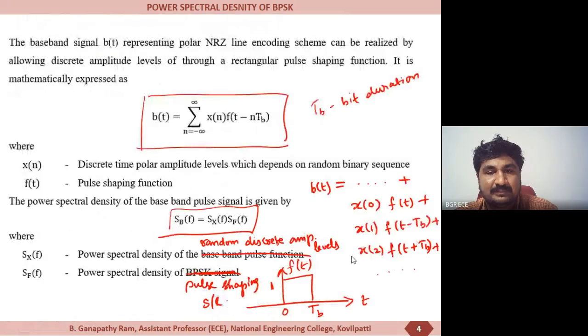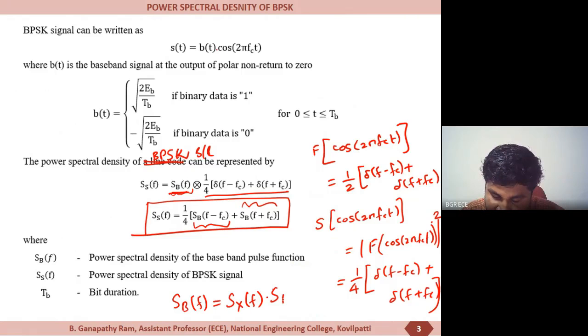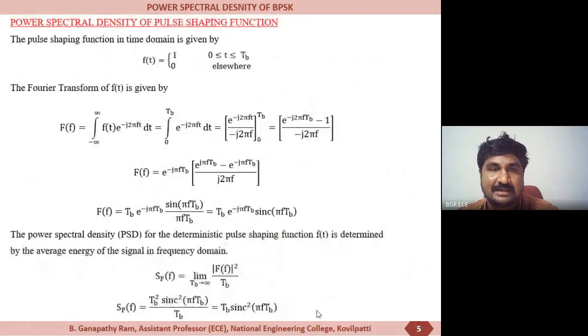Let us describe the power spectral density of the pulse shaping function. We know that the power spectral density of the BPSK signal is nothing but 1 divided by 4 multiplied by Sb of f minus fc plus Sb of f plus fc. Now Sb of f here is Sx of f multiplied by Sf of f. So to determine Sb of f, we need to derive Sx of f and Sf of f. So let us start with the derivation of Sf of f, that is, the power spectral density of the pulse shaping function.